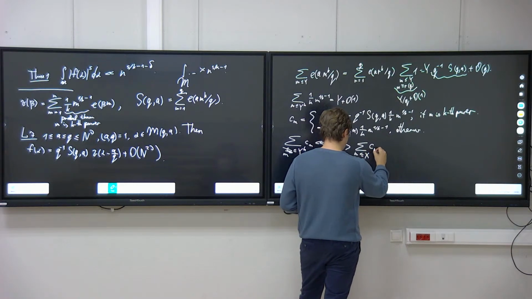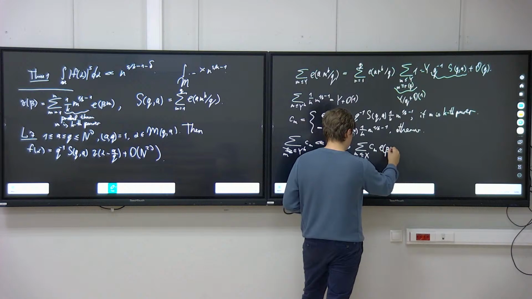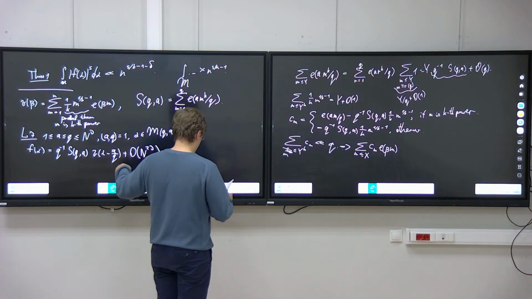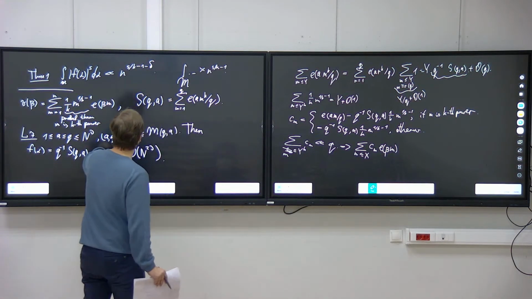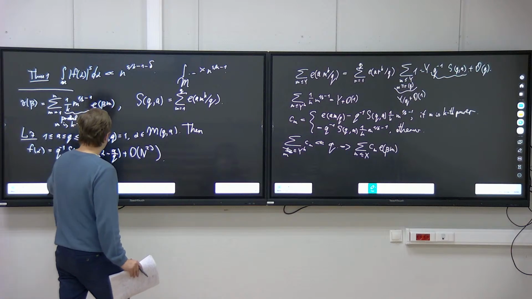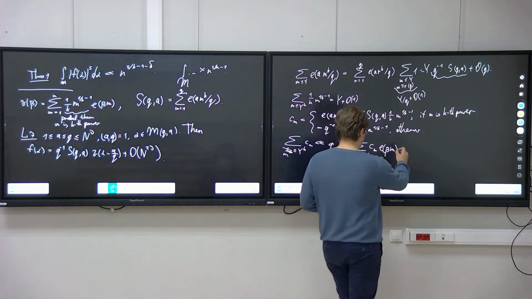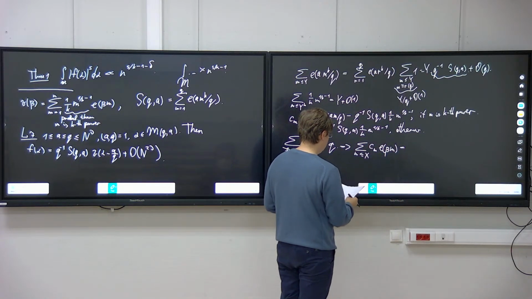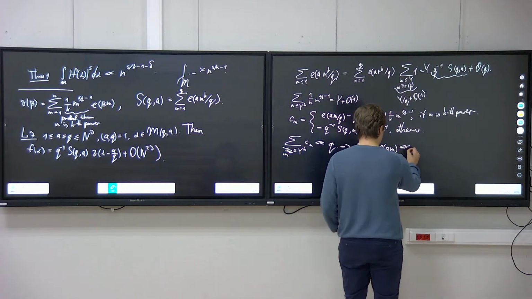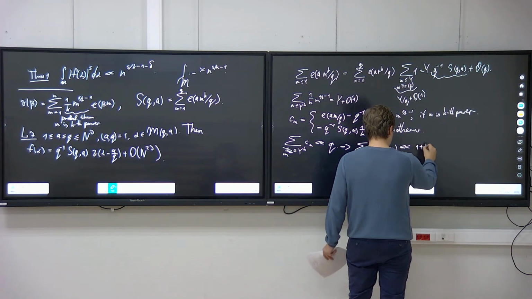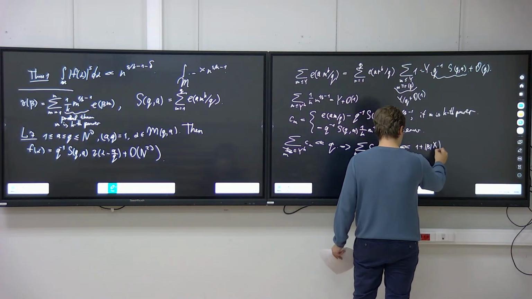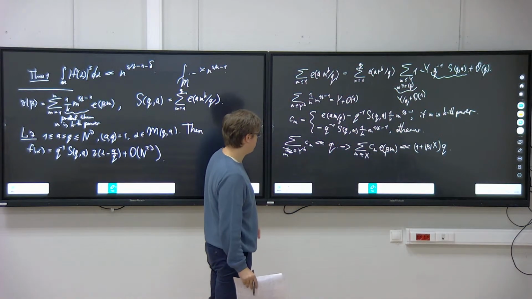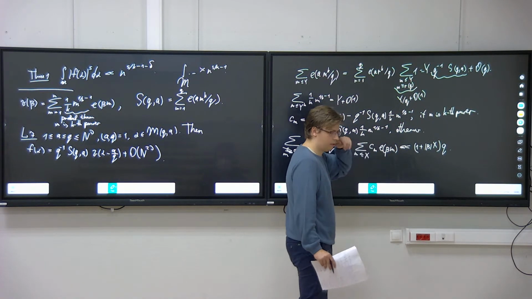Yes, first write like that. And now it's very close to the sum that we want to estimate. I claim that this is, so we can integrate it by parts, and then we'll see that this is less than, like that. Just integrate this by parts.